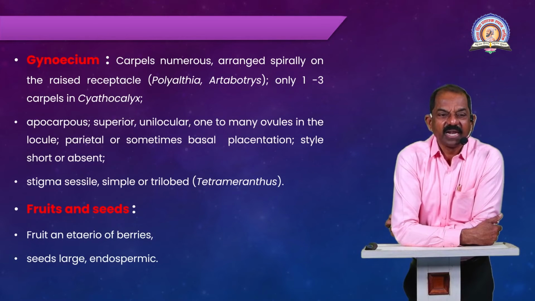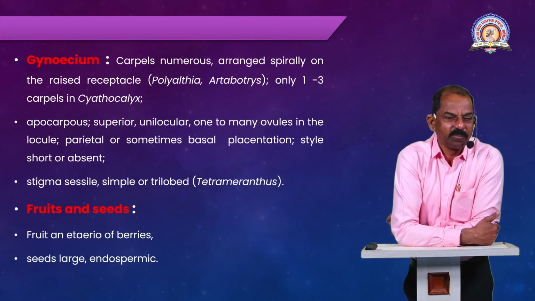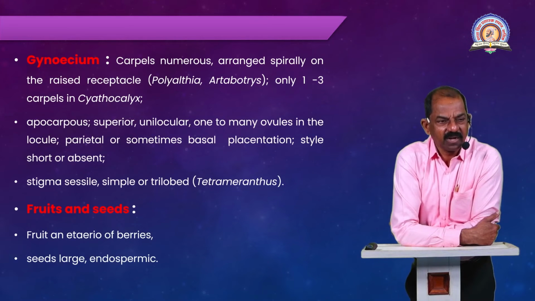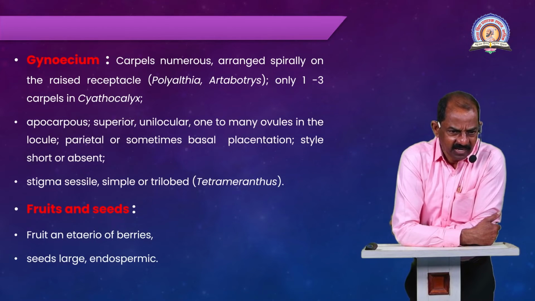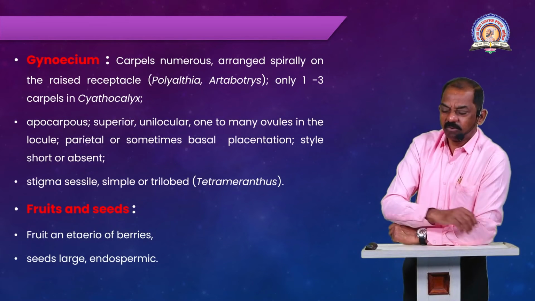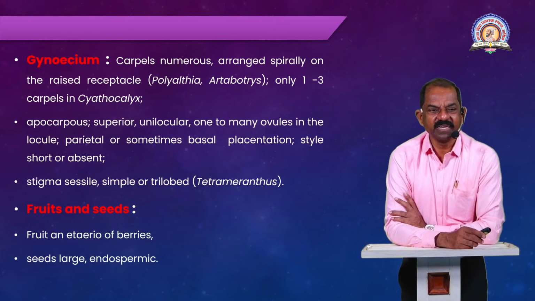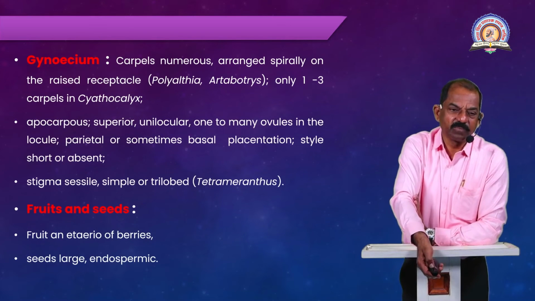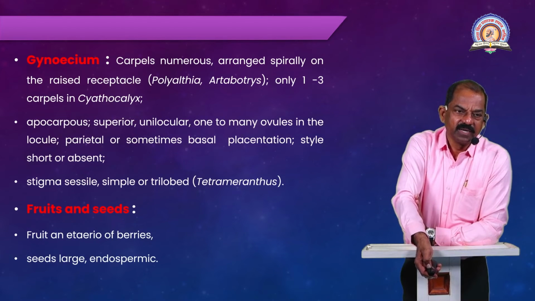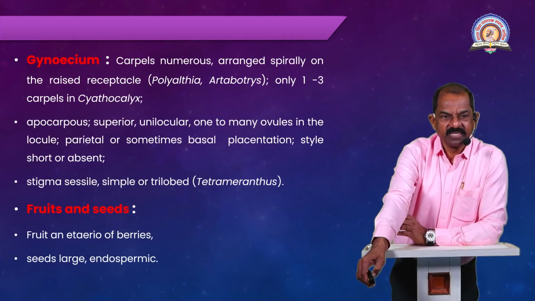And the fruit, an important type of fruit, is there. The fruit is an etaerio of berries, and the seeds are large and endospermic. The fruit is fleshy, the etaerio of berries type of fruit, present here in the family Anonaceae.